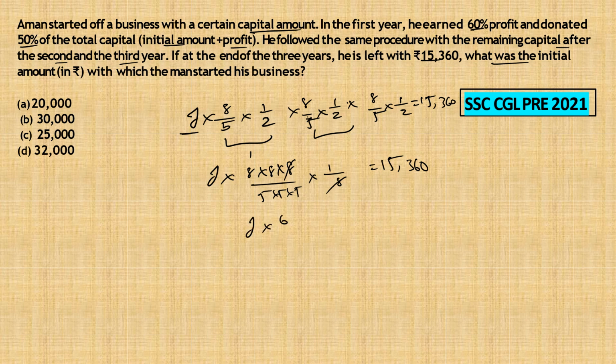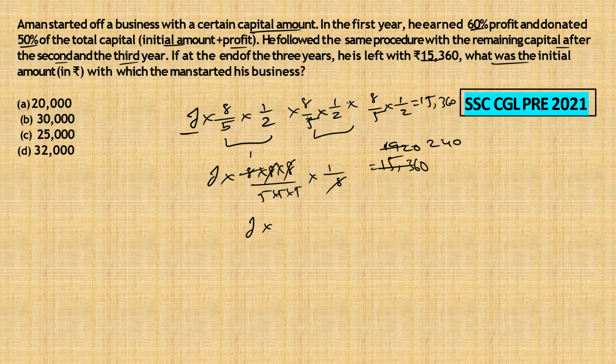8 8s are 64, or you can cancel out here only, you don't need to write the total here. 8 1s are 8, 73 is left. 8 9s are 72, 8 2s are 16. 8 2s are 16, 8 4s are 32, 240 is left.